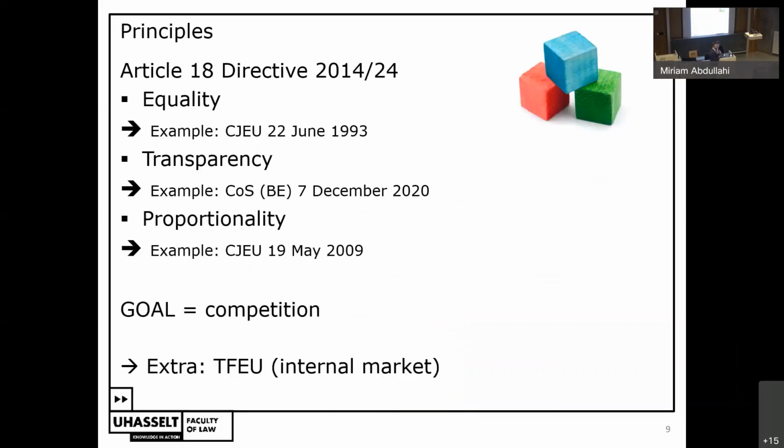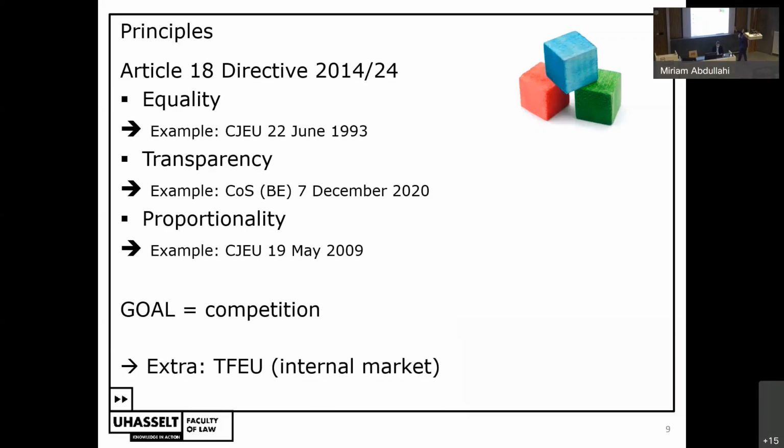Now that we know what a circular economy is, we have to take a look at the public procurement legislation because we want to integrate the circular economy into it. Now, I probably do not have to tell you, but I will do it anyway, that there are various principles that are guiding the public procurement legislation: equality, transparency, proportionality.